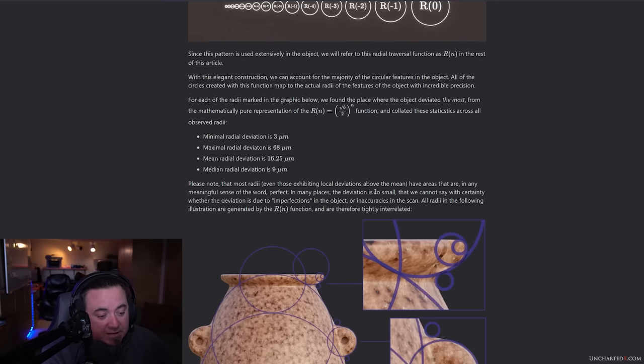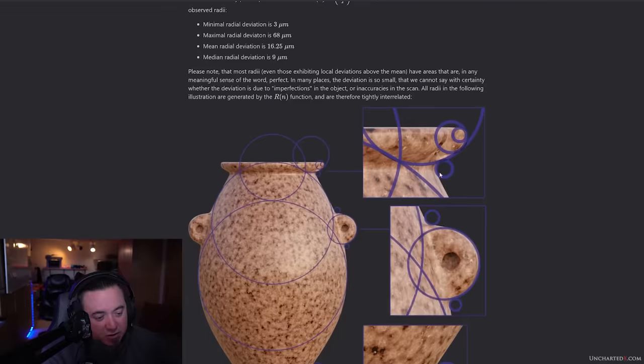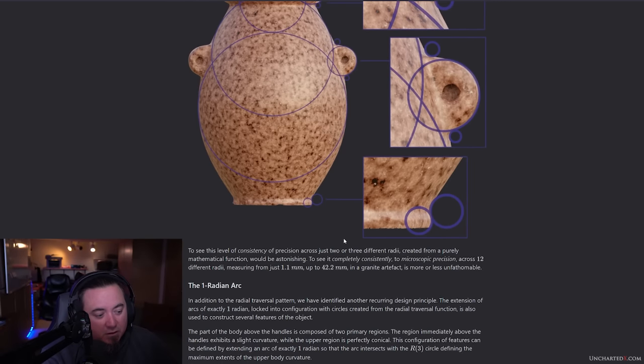In many places, the deviation is so small that we cannot say with certainty whether the deviation is due to imperfections in the object or inaccuracies in the scan, which is, again, you're talking thousandths of an inch, thousandths of a millimeter. All radii in the following illustration generated by the Rn function are therefore tightly interrelated. So you can see how they're using these radii and these circles based on this function to define different curvature, different parts, different sections of circles, basically, to define the curvature of the vessel.